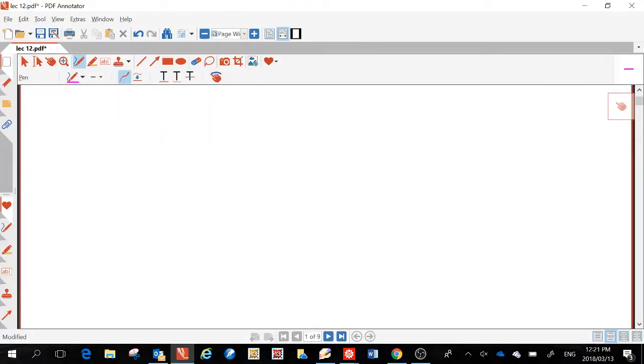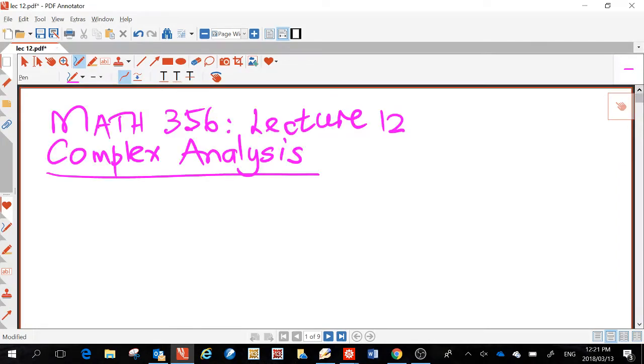Okay guys, it's time for us to start. We are now starting a new topic in the work, chapter 2 of the work, and that's complex analysis. So we just take a break from the Fourier series for the time being. We'll come back to the Fourier methods later on.